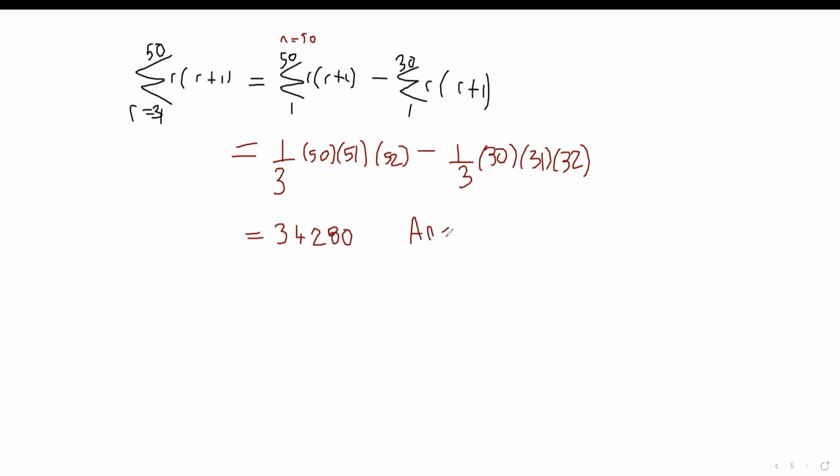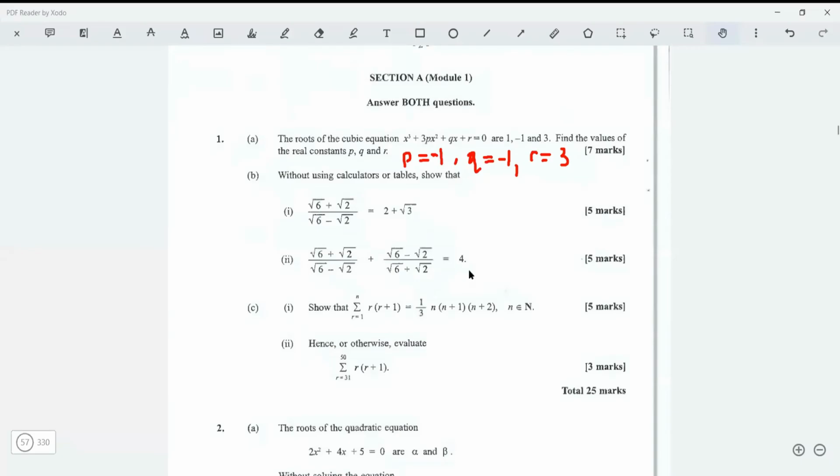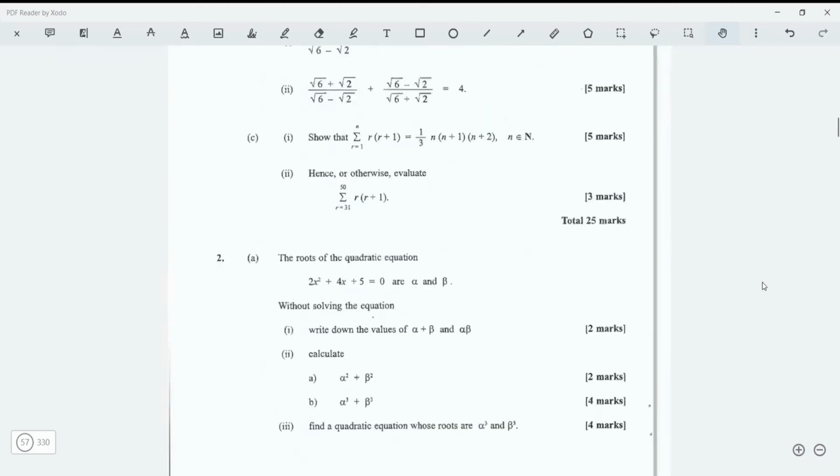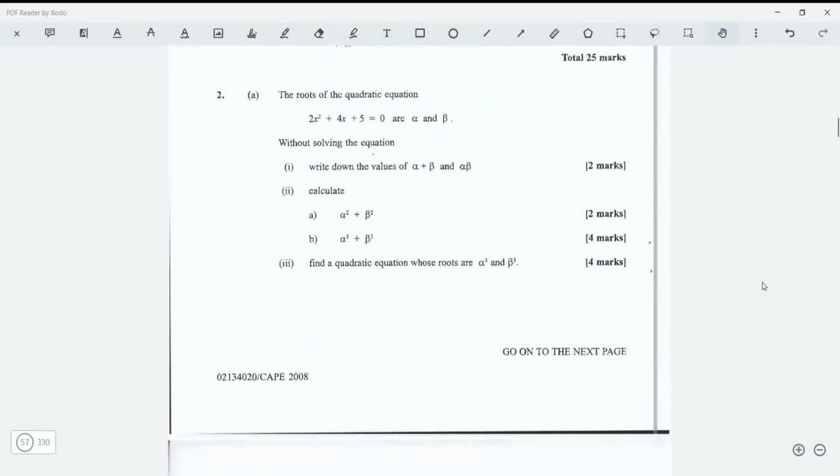This gives you 3 marks. Question 1 done. We're done with question 1. Yeah, nice. So that takes care of question 1. And so now we're moving right along to question 2.